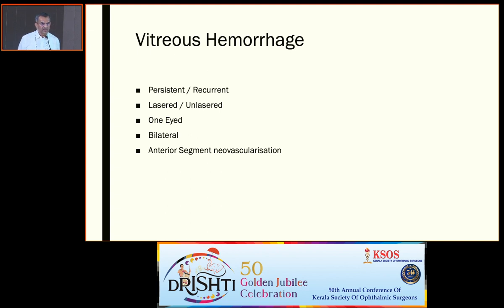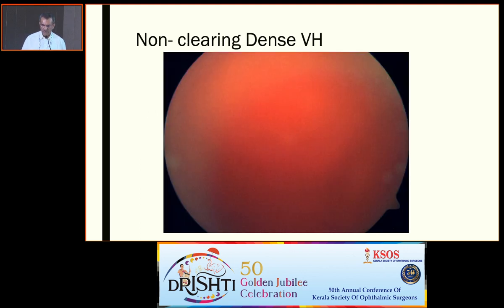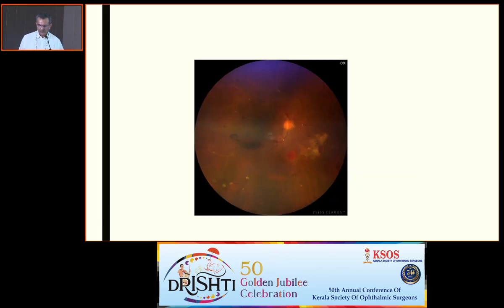If there's an anterior segment neovascularization in the patient, that means this is not going to clear up easily with your conservative management, so it needs a referral and an initiation of surgical treatment. It's a non-clearing dense vitreous hemorrhage. And this is an eye where it is an unlasered retina. There is a hemorrhage. There are some sclerosed vessels around which needs an early referral.